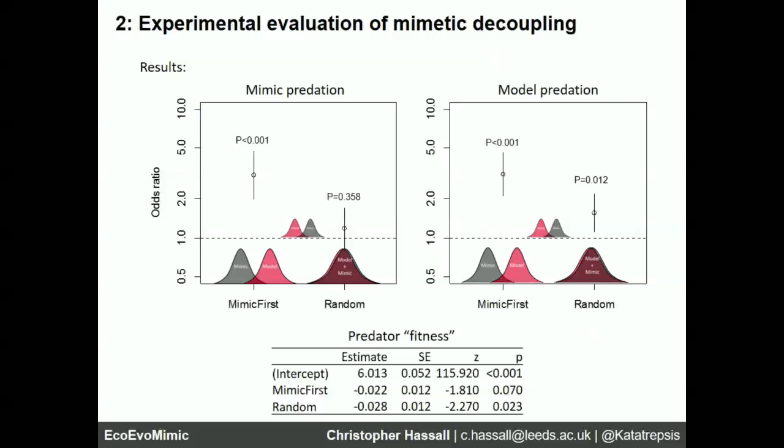And I don't know whether you can read the plot at the bottom, but there were negative effects of both alternative scenarios compared to the model first. So the predators did worse when the models weren't first, and that was significant in the case of the random scenario. So we've got some pretty good evidence from a completely ecologically irrelevant but very tightly controlled experiment for a potential selective cost to shifting around of the order of models and mimics.